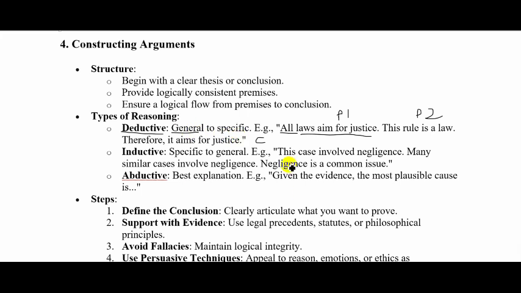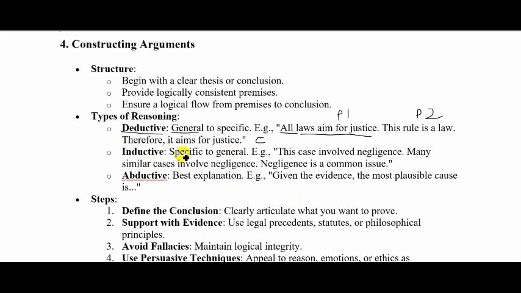So when we get a question in our university paper to distinguish between deductive and inductive arguments, we can say that deductive argument is a process of coming to a reasoning from general to specific. We will learn about deductive arguments more in detail going forward. So basically, deductive argument is general to specific. That is, all laws aim for justice. This rule is a law. Therefore, it aims for justice.